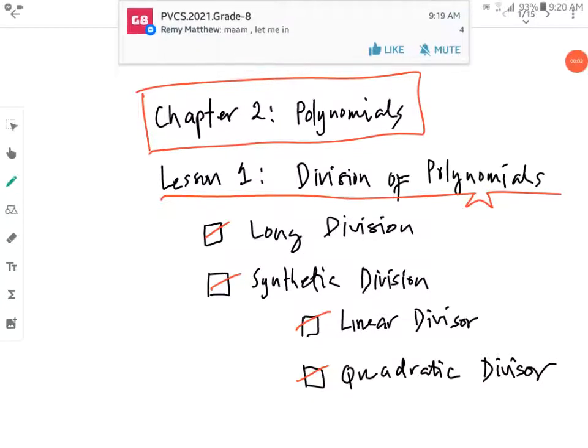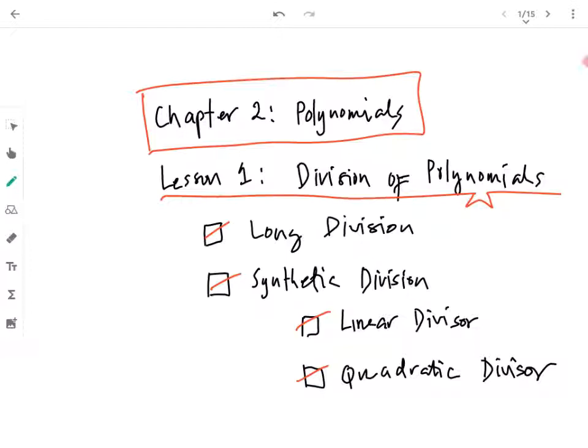In this video, we are going to discuss the very first lesson of chapter 2. Chapter 2 talks about polynomial expressions and polynomial equations. So when we say polynomials, it's an algebraic expression in which the exponents of each term are all positive integers.